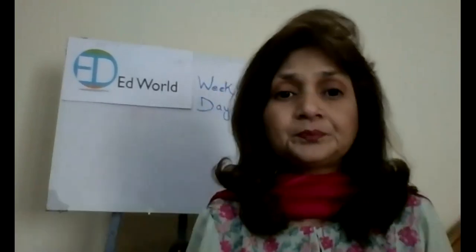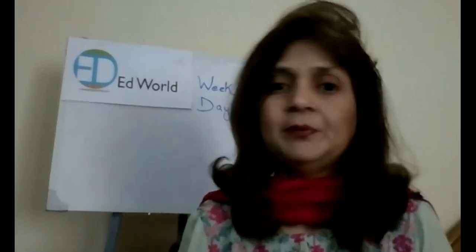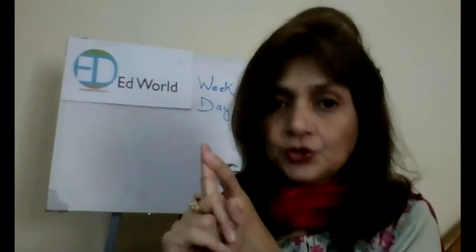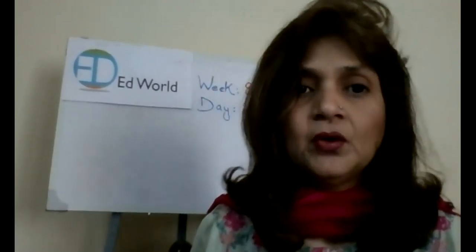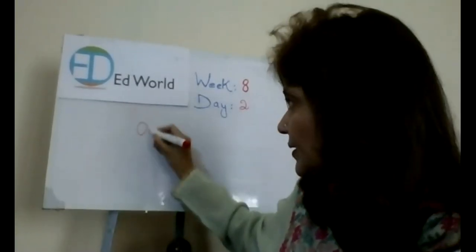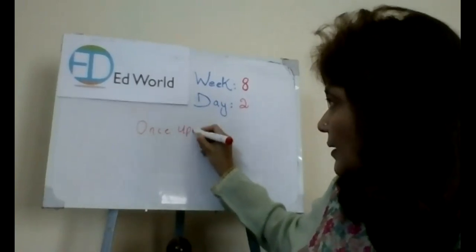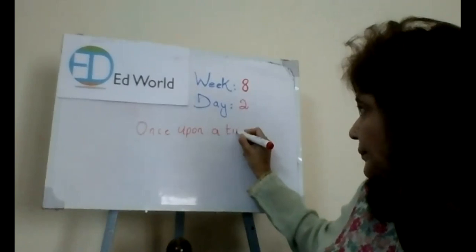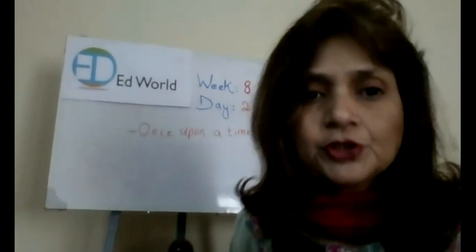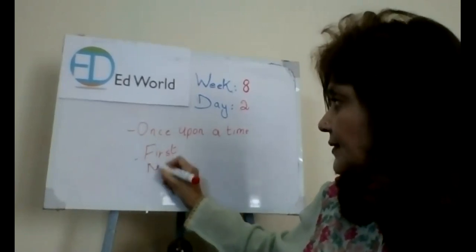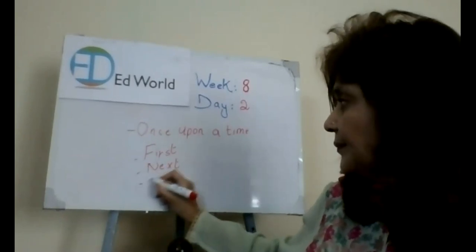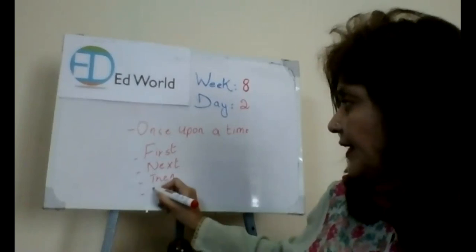Yes, correct. So now what do you have to do? That is a question. What I want you to do is look at the pictures, and then retell the story in your own words. How? By using the words once upon a time or one day. Okay, you will use the words once upon a time, and then you are going to use the words first, next, then, and finally.